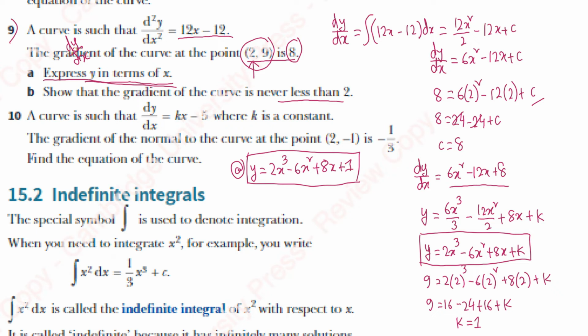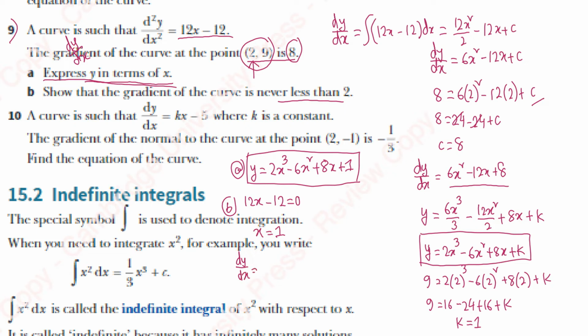So we would consider that value, 12x minus 12 equals 0, to get the minimum or maximum gradient from there. So x equals 1. What is our gradient at that point?